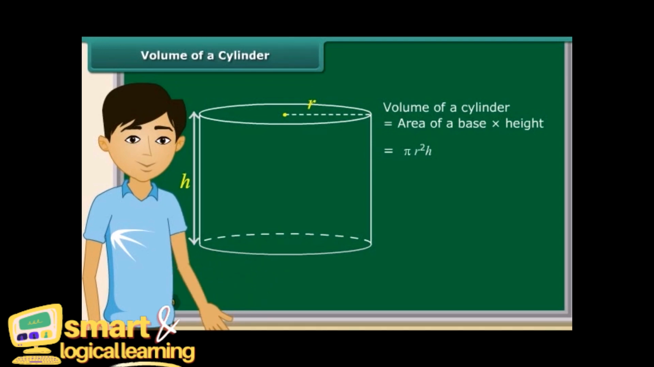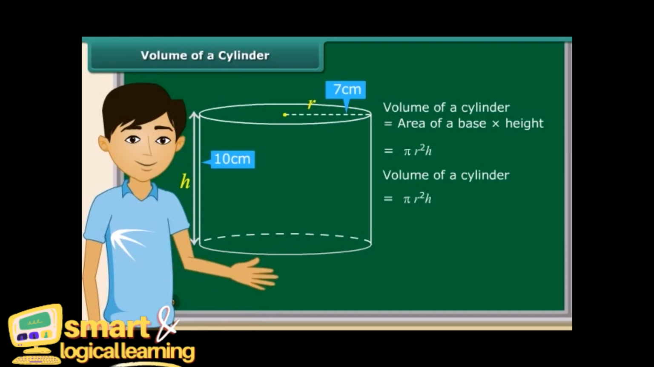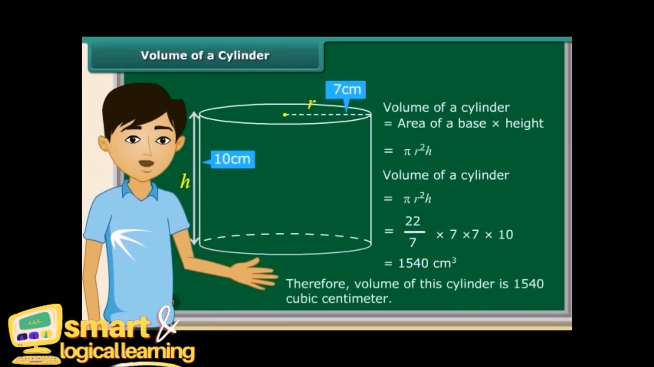Well, let us try an example. We have a closed right circular cylinder of radius 7 centimeters and height 10 centimeters. Let us find its volume. We know the formula for volume of a cylinder is πr²h. Now we need to substitute the values here. So, 22/7 × 7 × 7 × 10. This gives 1540 cubic centimeters. Therefore, the volume of this cylinder is 1540 cubic centimeters.